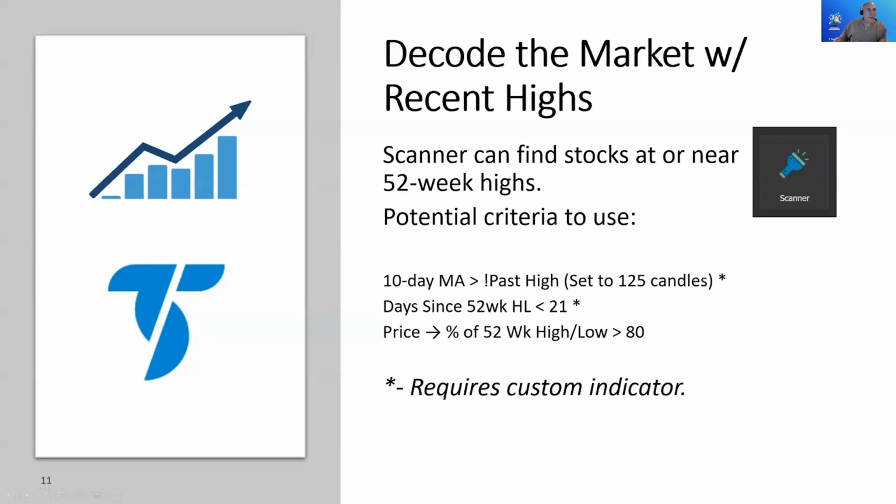I just want to make clear that when you're using these two things, the 10-day MA greater than past highs requires a custom indicator that I gave you in the zip file, and the days since 52-week high also requires the custom indicator that I gave you.